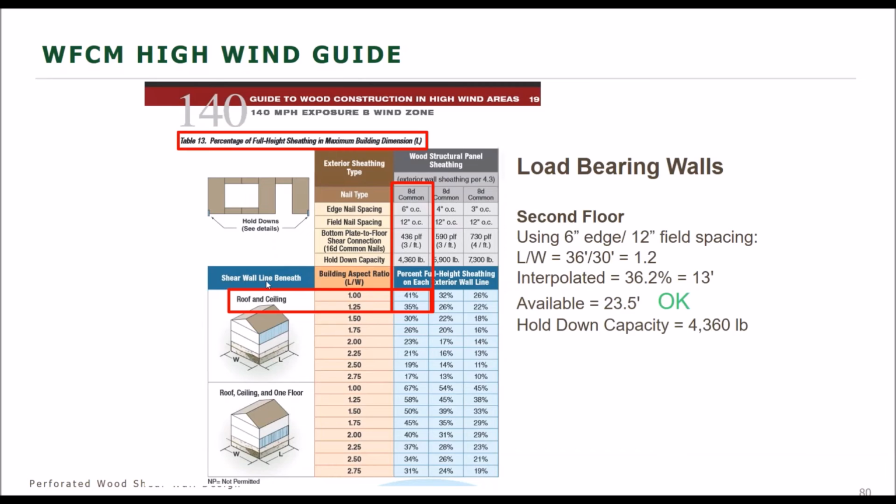So if we look at our second floor wall, it's supporting just the roof and ceiling above it. And we have a 6-inch edge spacing and a 12-inch field spacing of our 8D common fasteners. And for an aspect ratio of 1.2, we're going to interpolate to see what percent of full height sheathing is required on the wall. Interpolating, we see that we need 13 feet of full height sheathing. We've provided 23.5 feet, and you can verify that in the illustration. And our hold down capacity is just coming out of this cell here, so it's 4,360 pounds.